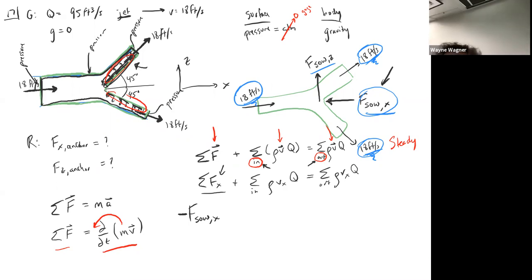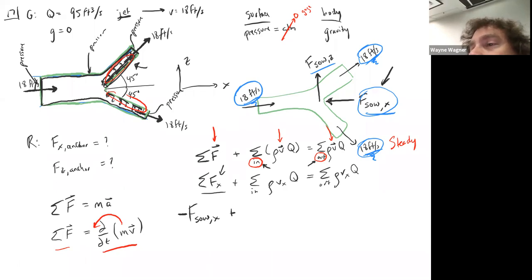Seems highly unlikely in this case, because the water's slowing down in the x direction. It's still going 18 feet per second, but it's no longer going 18 feet per second in the positive x direction. It's now going 18 feet per second at an angle, which is 45 degrees. That's the only force, because we have no pressure and no gravity, so we really have nothing else to worry about here.